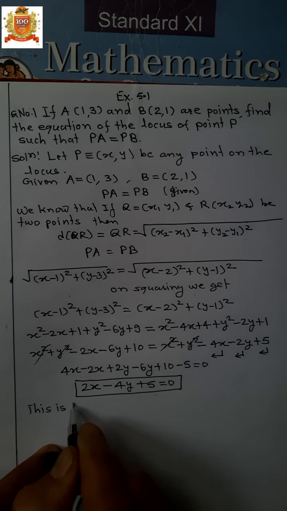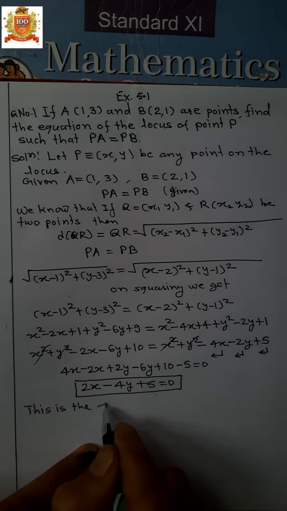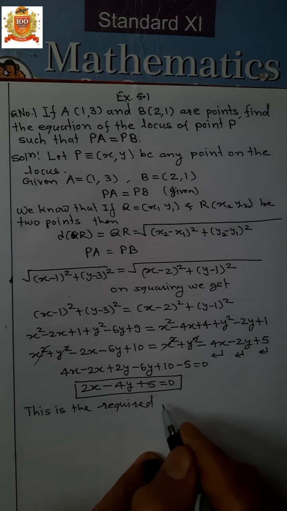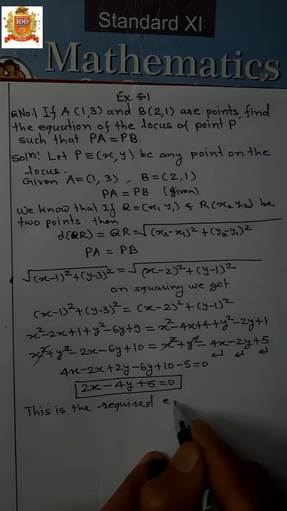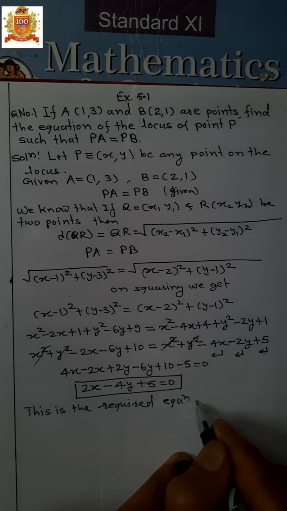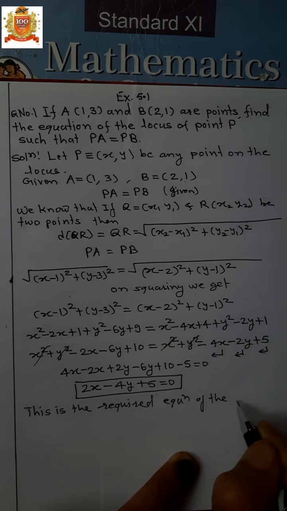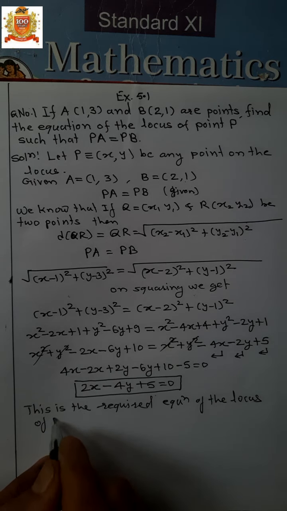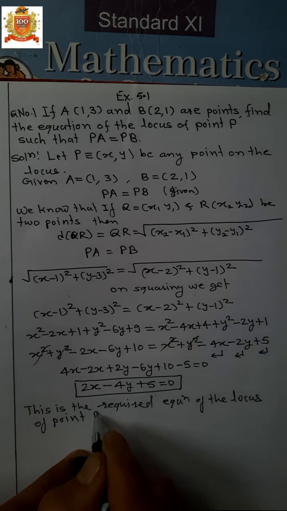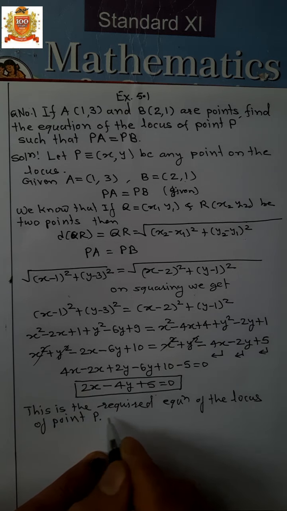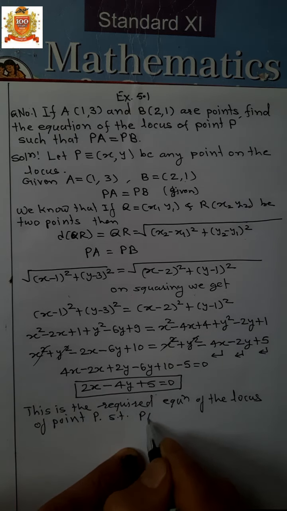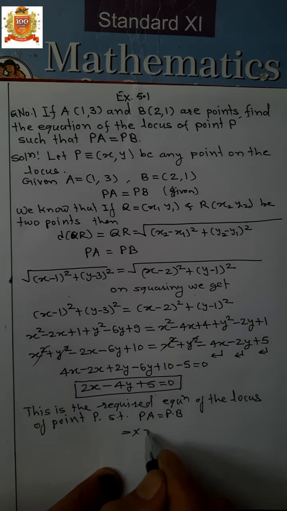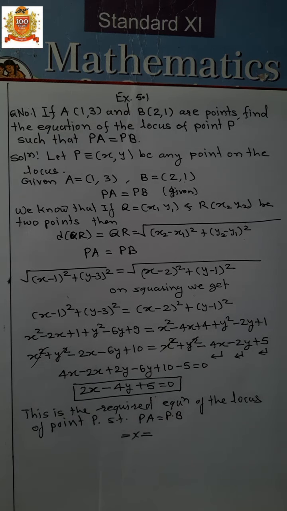This is the required equation of the locus of point P such that PA is equal to PB. In this way we can solve this problem, isn't it?